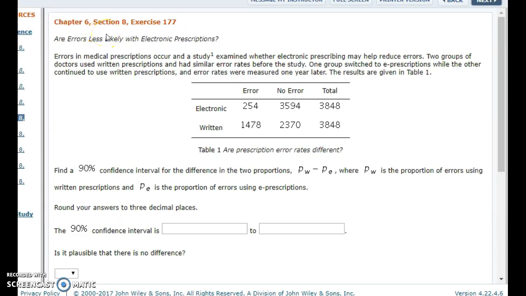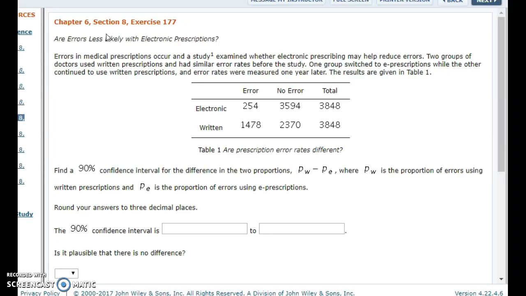Are errors less likely with electronic prescriptions? Errors in medical prescriptions occur, and a study examined whether electronic prescribing may help reduce errors. Two groups of doctors used written prescriptions and had similar error rates before the study. One group switched to e-prescriptions while the other continued to use written prescriptions, and the error rates were measured 1 year later. So we can call this an experiment because we have controlled the situation.